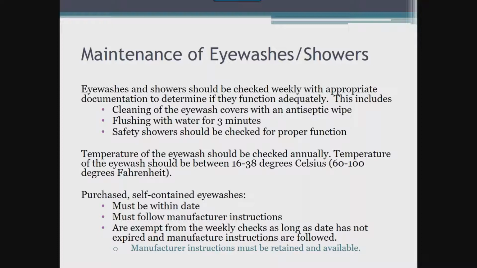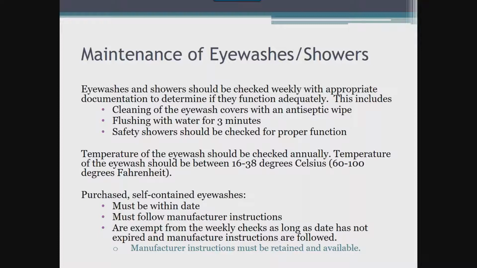If you have purchased self-contained eyewashes in your lab, they must be within the expiration date indicated on the container. Outdated containers cannot be used even if they have never been activated or opened. For these types of eyewashes, and we do see these often, we use these in our lab a lot of times for some off-site procedural areas where we don't necessarily own the space, but we need to make sure an eyewash is available. In these cases, manufacturer instructions must be followed for that eyewash.